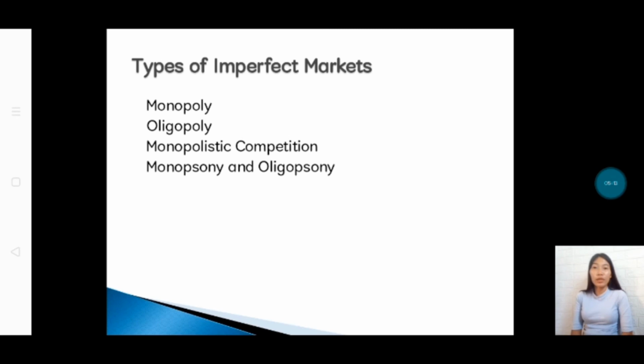Oligopoly is a structure with many buyers but few sellers. These few players in the market bar others from entering. They may set prices together in the case of a cartel. Only one takes the lead to determine the price for goods and services while the others follow.